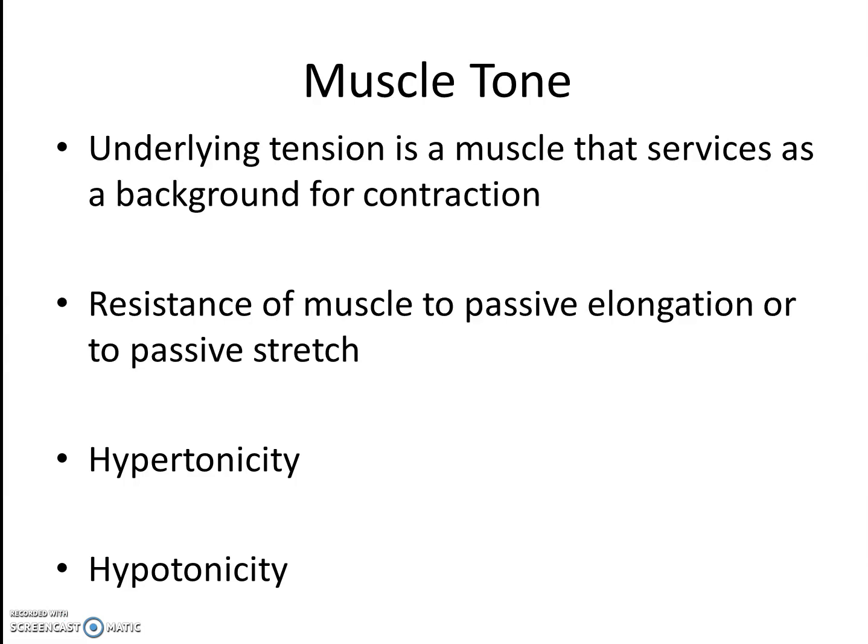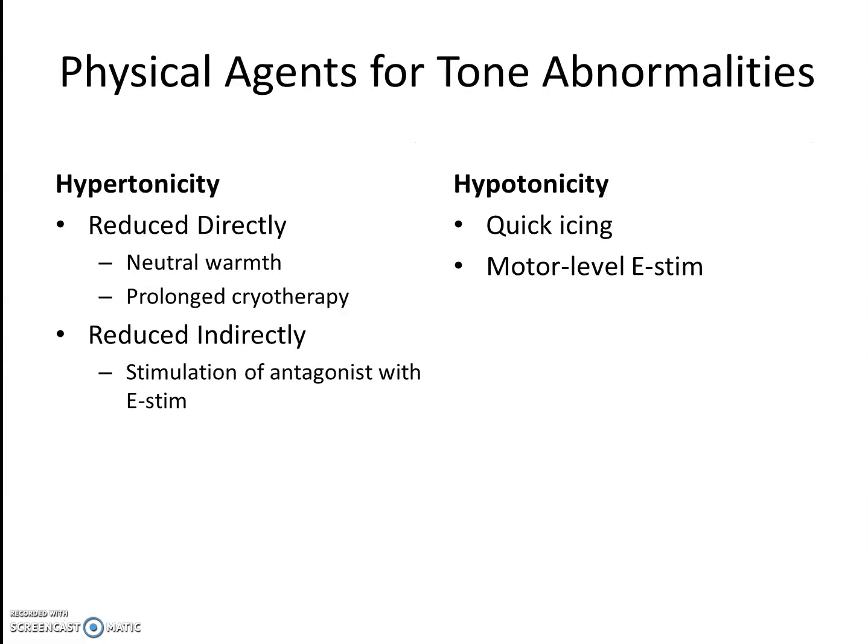Muscle tone can also decrease after surgery. So we tend to see a decrease in muscle tone with trauma. But every patient is a little different. You may see a different response. So how can we fix this? Hypertonicity, so directly we can alter the warmth of the tissue. So we can do a neutral warmth, or we can do a very prolonged cryotherapy over time. We can also affect this indirectly by stimulating the antagonistic muscle. So the muscle on the opposite side of the injured area will help to decrease the muscle tone. With hypotonicity, we want to increase the muscle tone. So we can do this by doing a quick icing or use our motor level electrical stimulation.